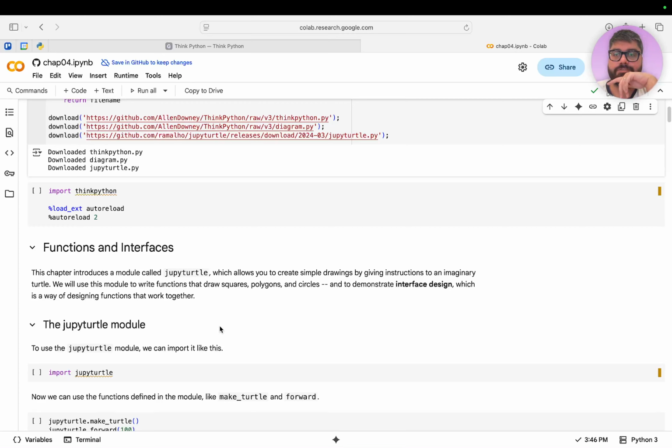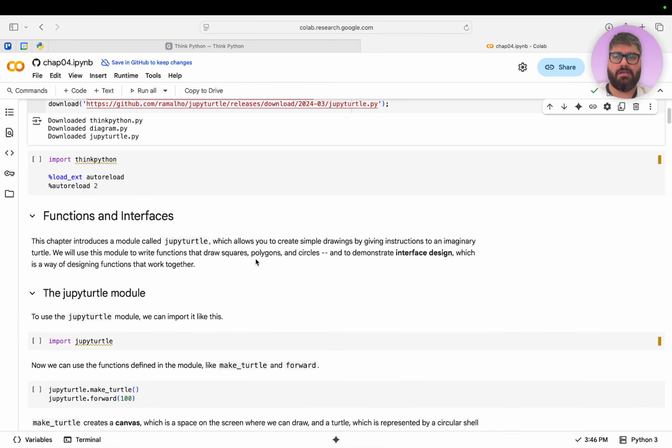This chapter introduces a module called Jupyturtle, which allows you to create simple drawings by giving instructions to an imaginary turtle. We'll use this module to write functions that draw squares, polygons, and circles and to demonstrate interface design, which is a way of designing functions that work together.